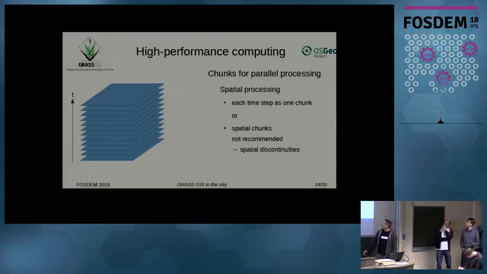So for spatial processing, that is when I want to do some spatial interpolation or kriging or something like this, I recommend to use each time step as one chunk for the parallel processing, because the spatial chunks might suffer from spatial discontinuities, which are very difficult to fix later on.